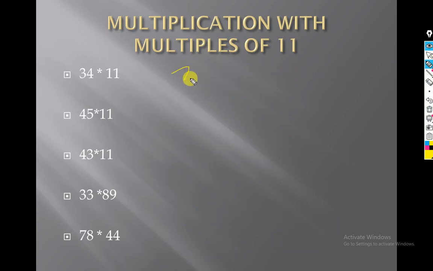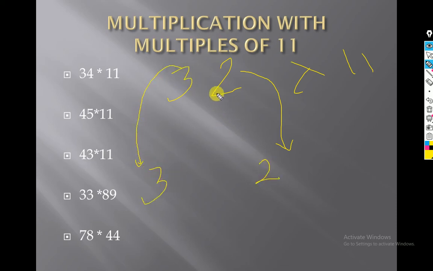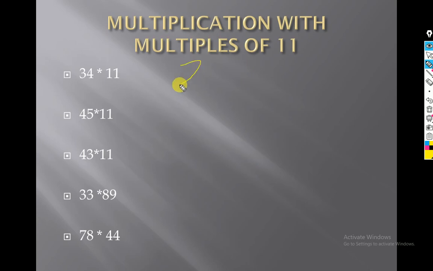So for 32 into 11, what you need to do is put the unit digit over here, put the tens digit over there, and you add these two numbers, you get 5. Similarly, let's say you get 29.